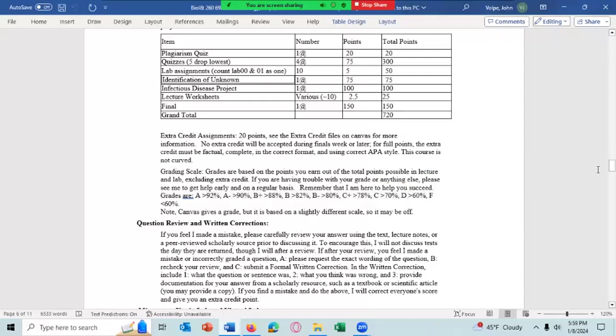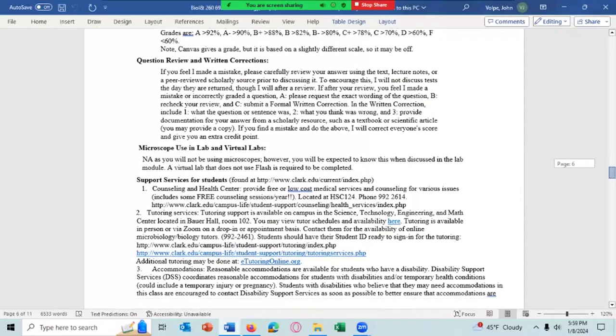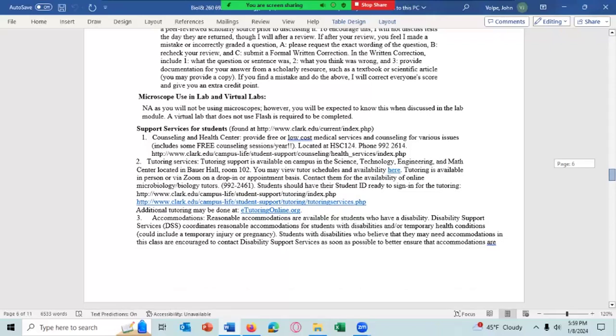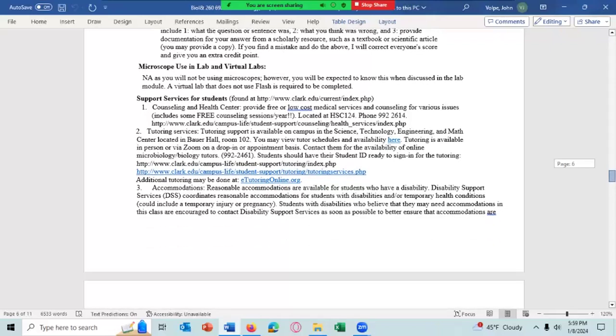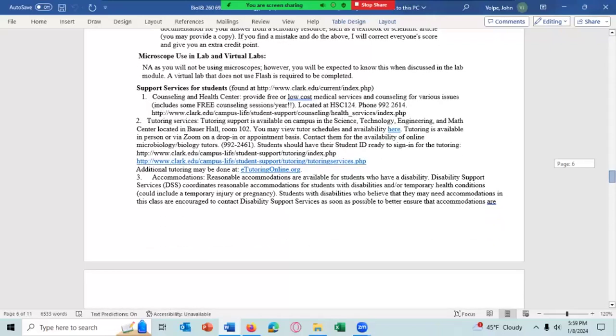All right, I'll let you read about question review and written corrections. Microscope use in the lab, we'll talk about that in the lab. Support services for students, you should take a look at that. We have a health center at Clark College. There are tutoring services, and I went and looked.